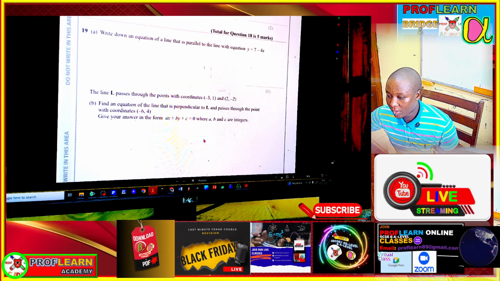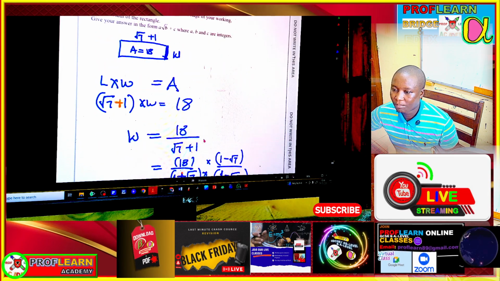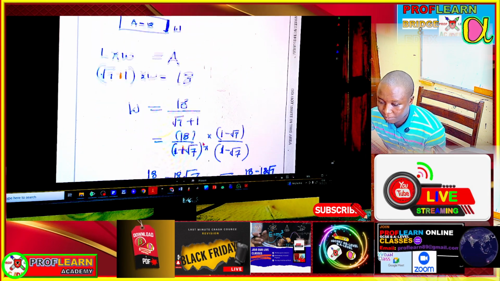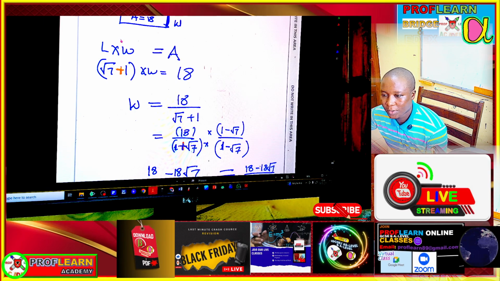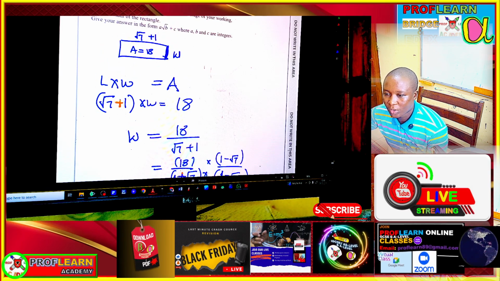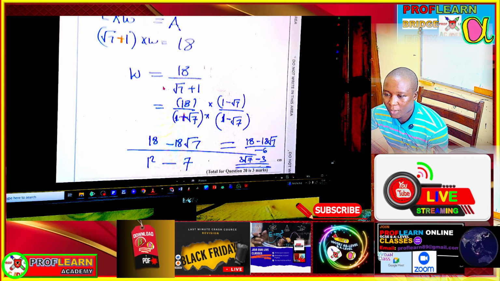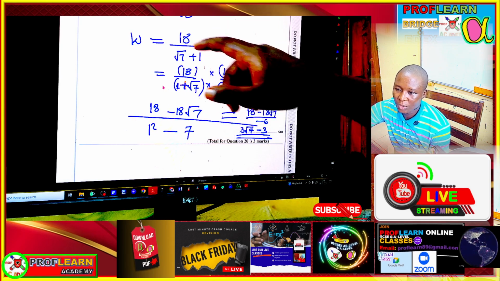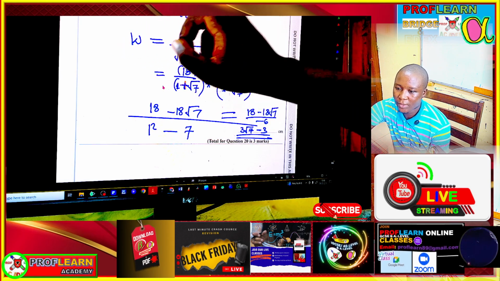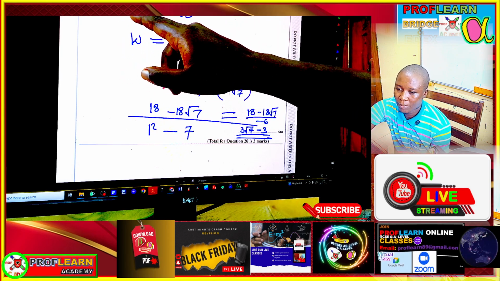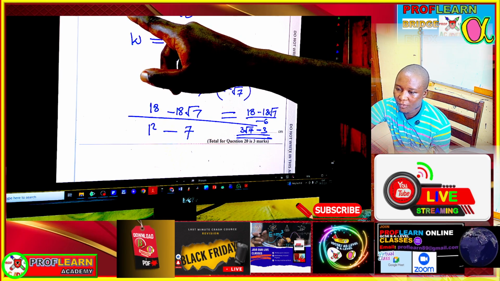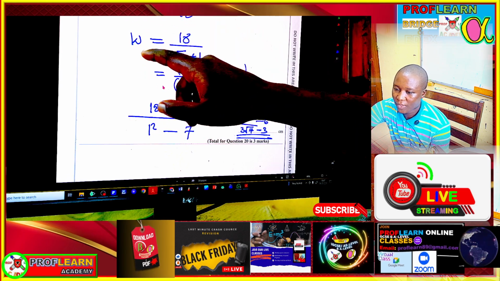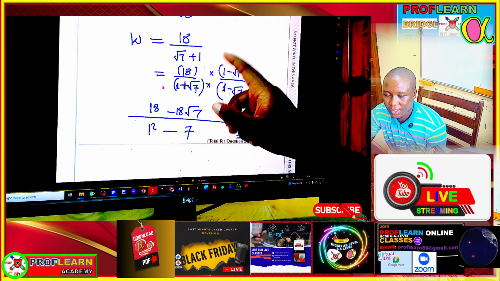Another question that was quite confusing to some students was this question where they were given the area of a rectangle and one side, and they were supposed to find the width. So remember, this is basically SADS. You are to say length times width is equal to area. So our length is root 7 plus 1, times W. Divide by the length on both sides, and you get a SAD.